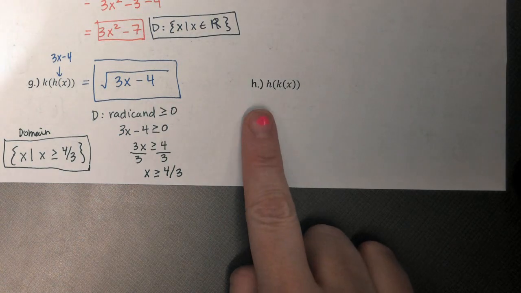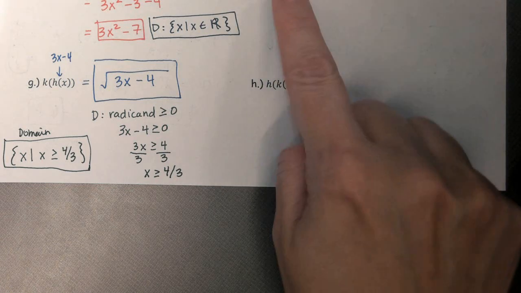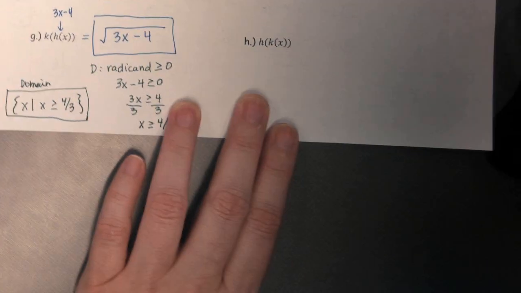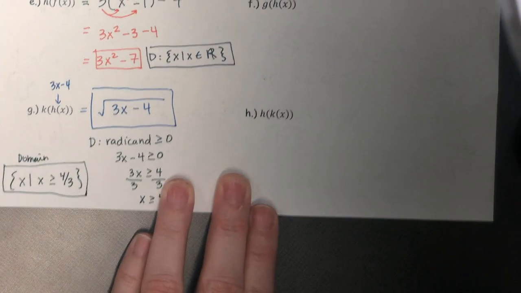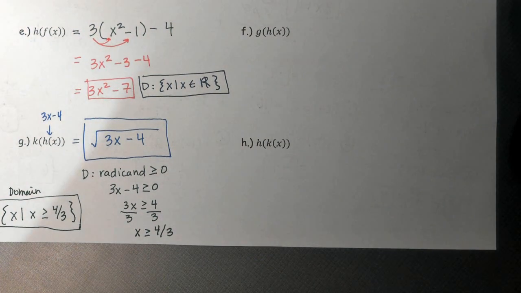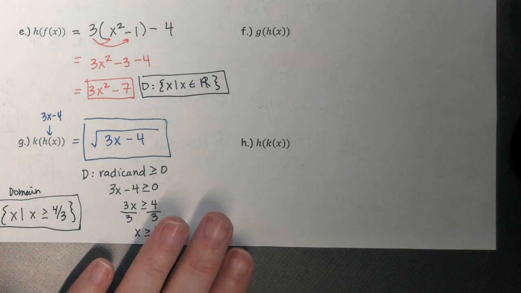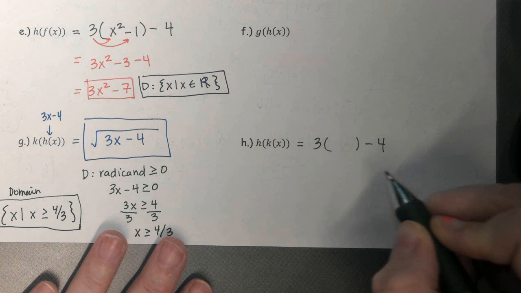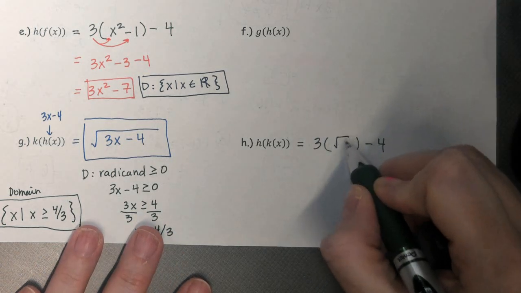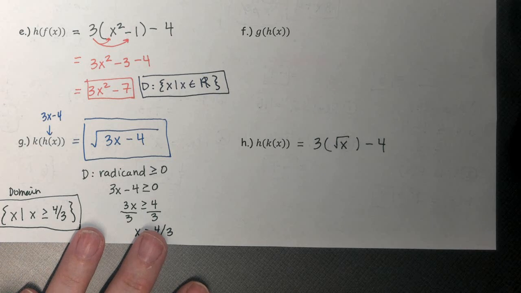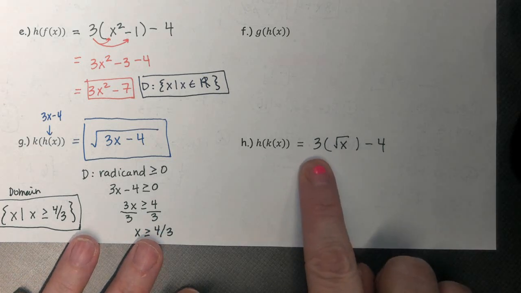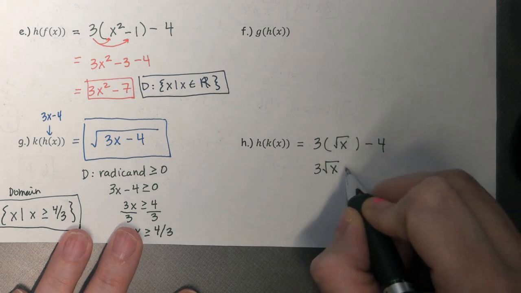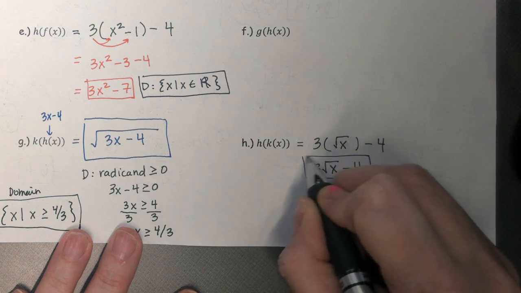Okay, so I want you to do H next, and then I want you to try F, okay? So do H first. Really, we're going to work our way back up. So when you substitute this in, right, H is 3x minus 4. So when you plug in the k of x, which is just root x, when you simplify this, you can't multiply something that's outside of a radical by something that's inside. So the way that you write that is 3 root x minus 4, and that's your final answer.